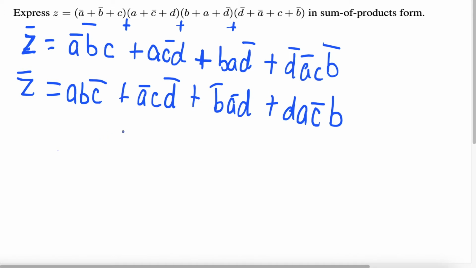All right, so now that we've constructed our equation for Z bar, which is basically the inverse of the equation in the question, what we have to do now is construct a Karnaugh map. And now we're going to construct a 4x4 Karnaugh map. Oops, sorry. Pretty bad line drawn there. So now we're going to construct a 4x4 Karnaugh map.